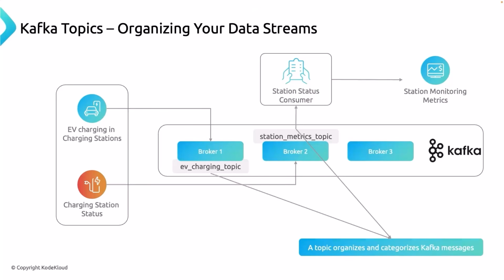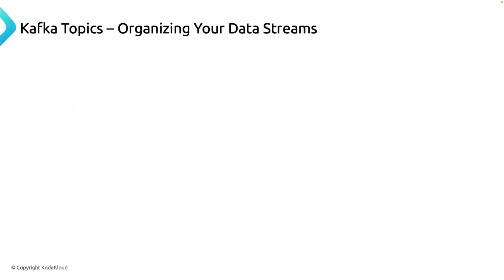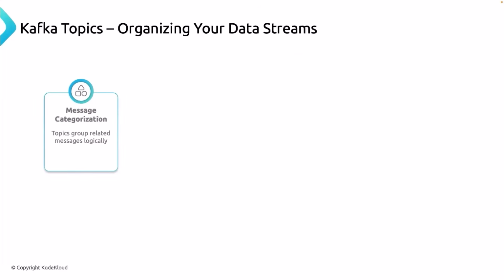events from Kafka. Now, just like Kafka brokers, you also have features for Kafka topics. Now, what are those features? We will try to understand that now. First up, let us talk about message categorization. Kafka topics are all about grouping related messages logically. Think of topics as containers that hold messages of a similar type, like emails, logs, or IoT sensor data coming from respective devices. You can create as many topics as you need to organize your data streams effectively.